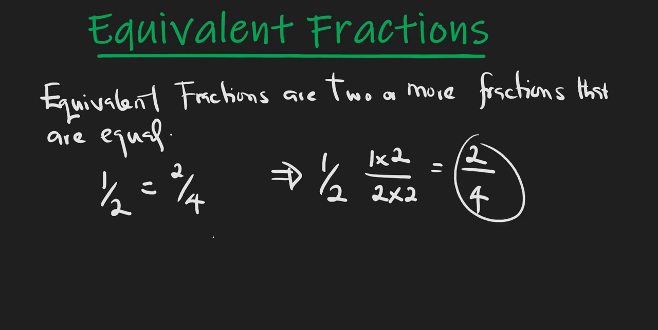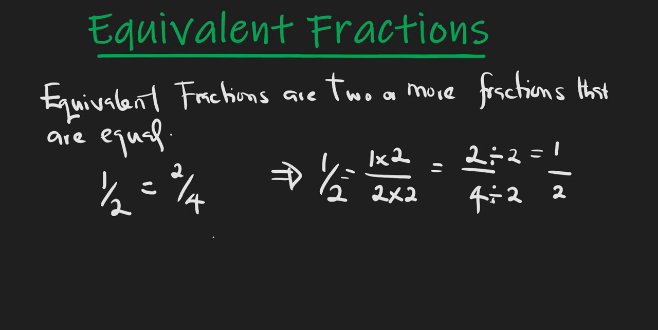Can you see? It's equivalent because we multiplied both the numerator and the denominator by the same multiplier. If I want to get back to the original fraction, I can simply divide the numerator and the denominator by the same number, which is 2. So 2 divided by 2 is 1 and 4 divided by 2 is 2. So it's actually the same fraction. That's why we call them equivalent fractions.